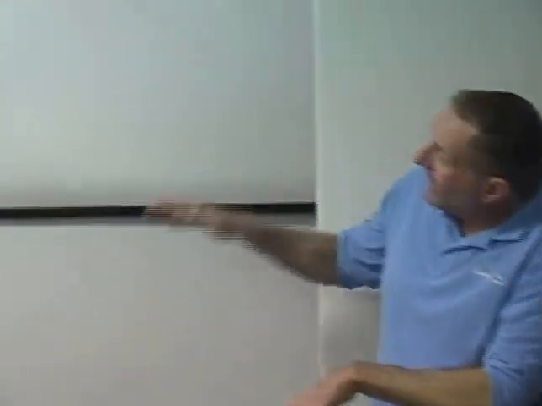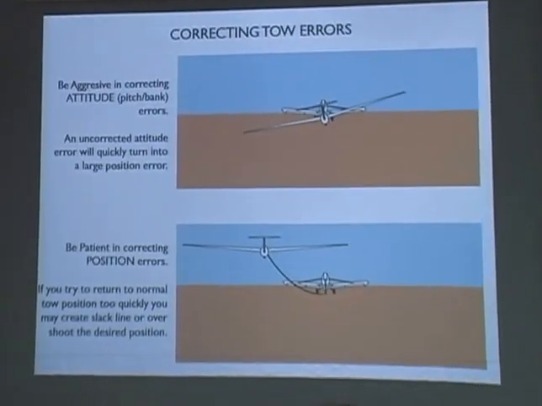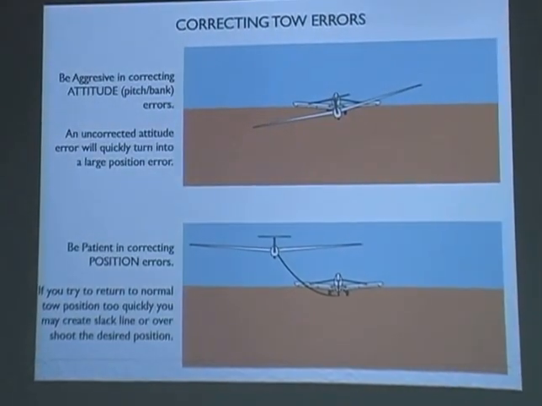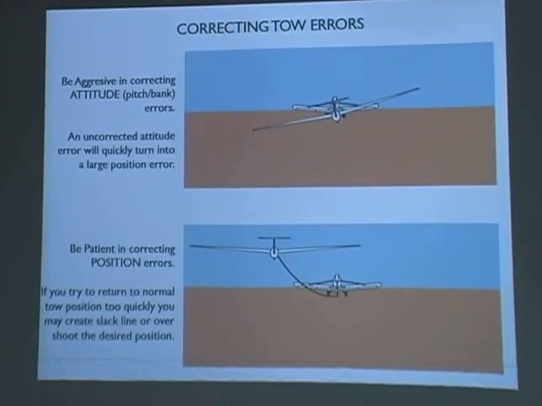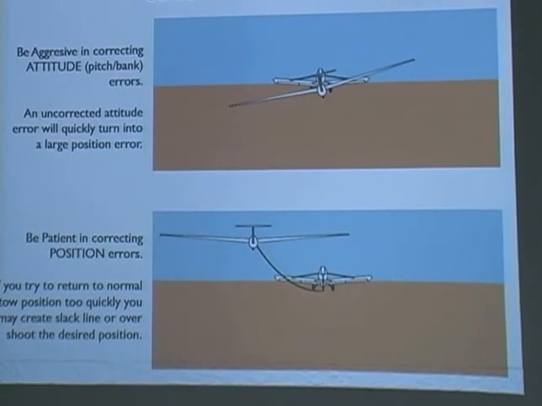Okay. When you're on tow, if you get an attitude error, say a wing gets lifted, you need to be really aggressive at fixing that. Aggressive on attitude. If you get a position error, say you get a little too high or a little out to the side, you can be patient fixing the position errors. If you get too high, you don't want to dive right back in because you'll get some slack. So fix those errors slowly. But if you do get a wing lifted or the nose pitched up or down, you've got to try to hold a constant attitude and then slowly fix the position errors.